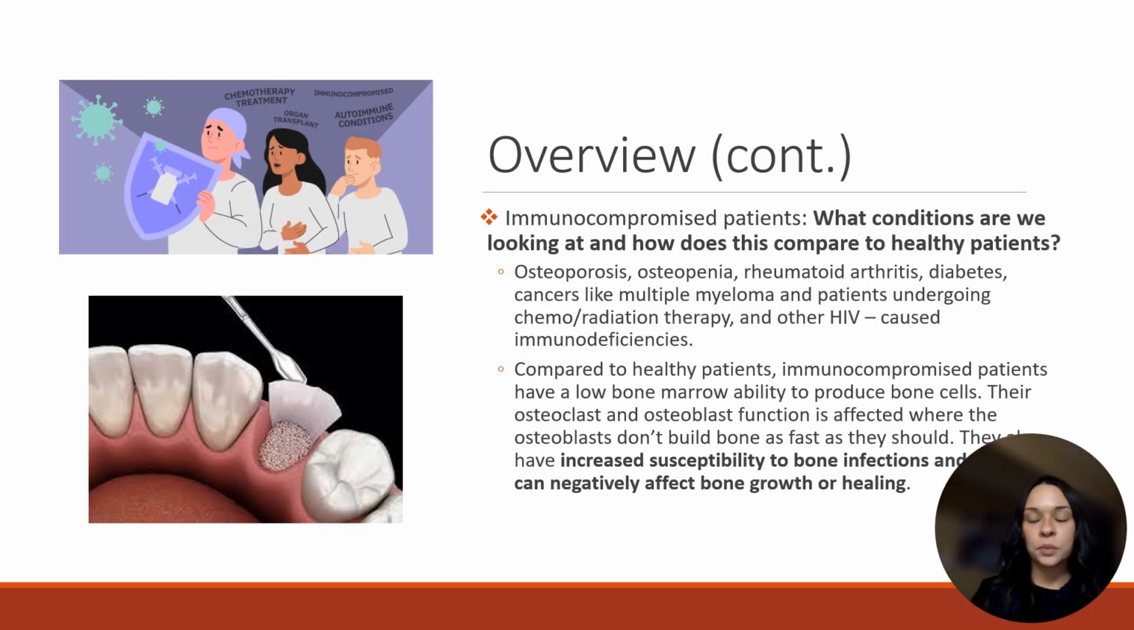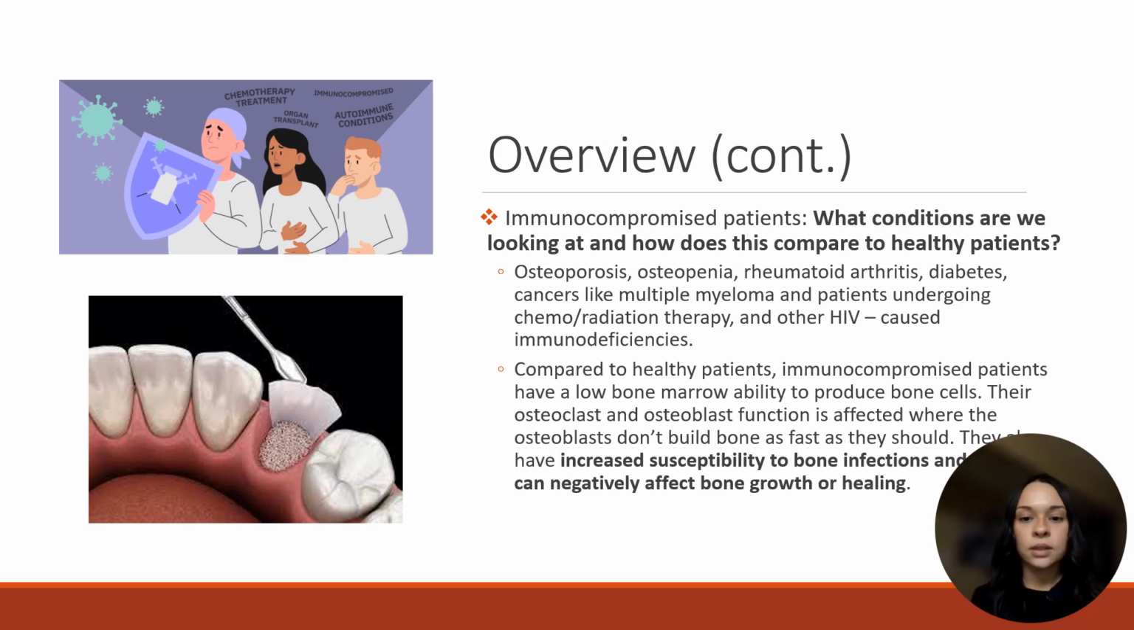In our project, we reviewed several conditions that may lead to a compromised immune system, such as osteoporosis, osteopenia, rheumatoid arthritis, diabetes, cancers like multiple myeloma in patients undergoing chemoradiation and therapy, and other HIV-caused immunodeficiencies.